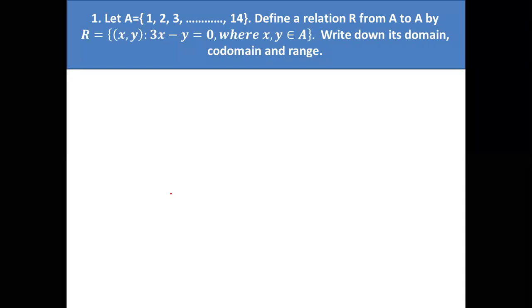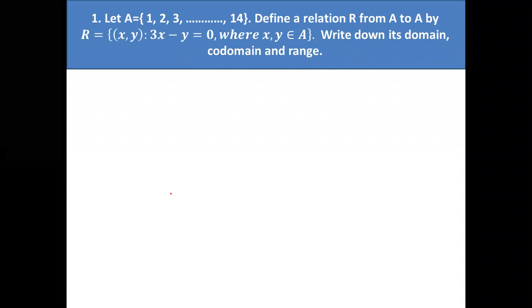Okay, this is the next question. Let A be equal to 1, 2, 3 and so on up to 14. So A is a list of elements. How many elements does A have? 14. Yes, yes. Okay, A has 14 elements. Now, what they have told is that the relation is from A to A. So R is from A to A. How is R defined?